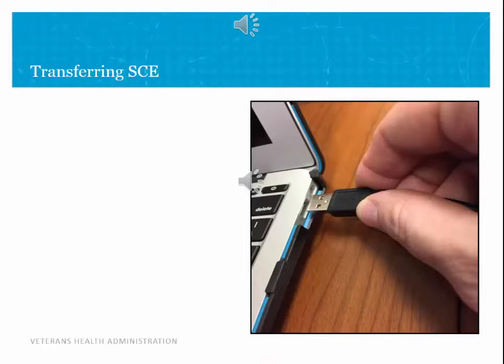To transfer the scenarios to the SimPad, make sure your computer is powered on. Locate the ACLS scenarios file on your desktop. You're going to want to power on the SimPad and make sure that the SimPad is either connected to external power or has 75% power left on the battery. Then you're going to connect a USB to the computer and to the SimPad.